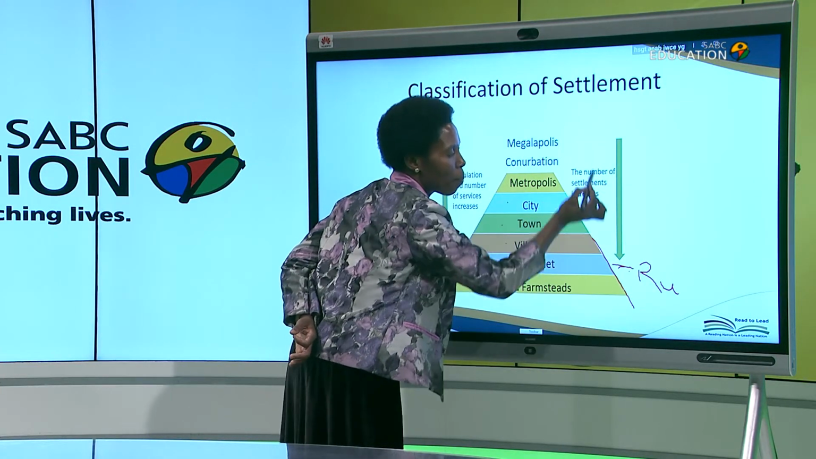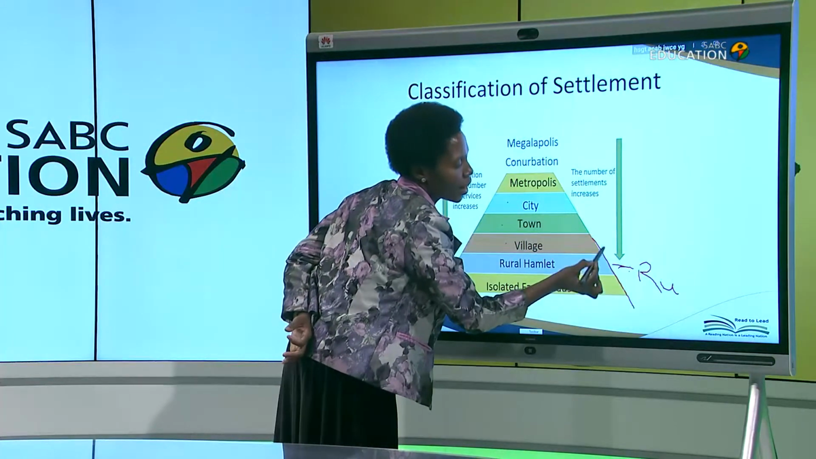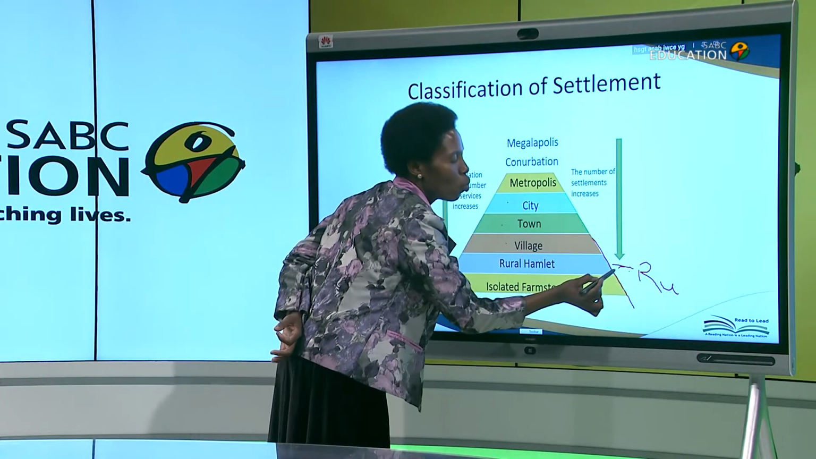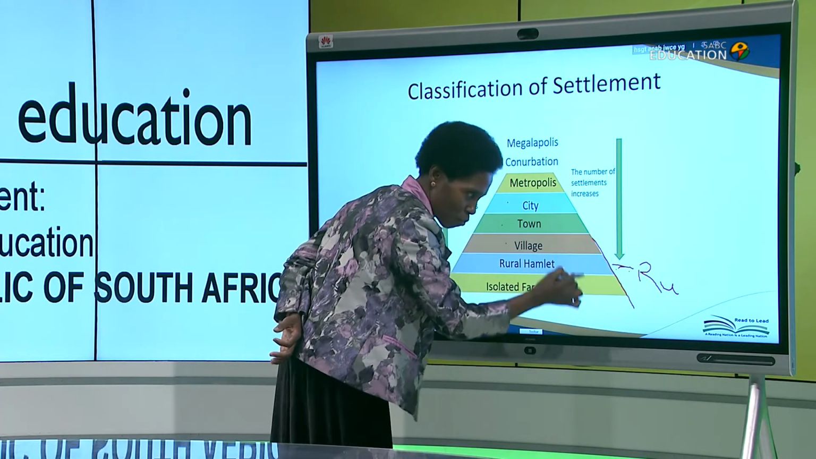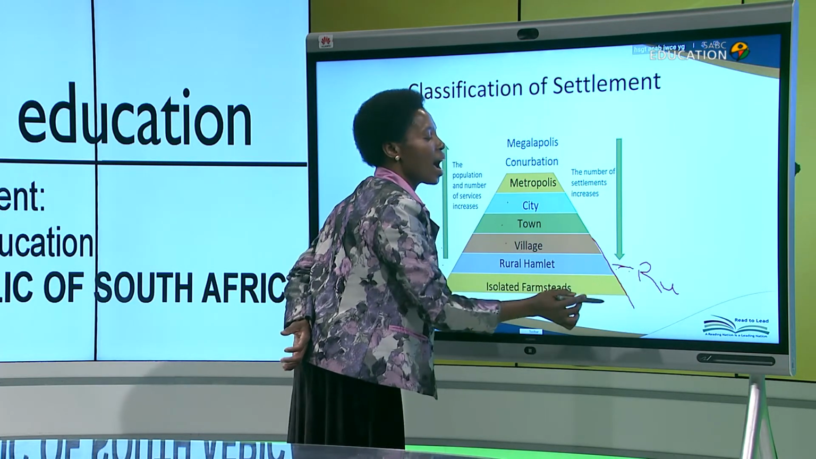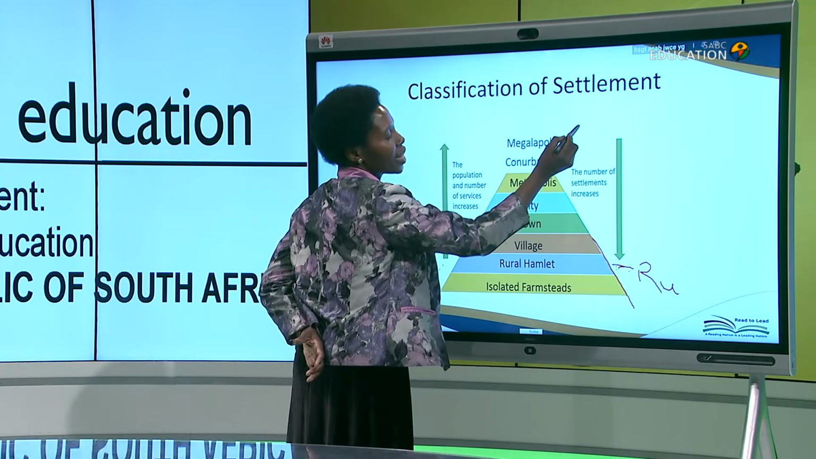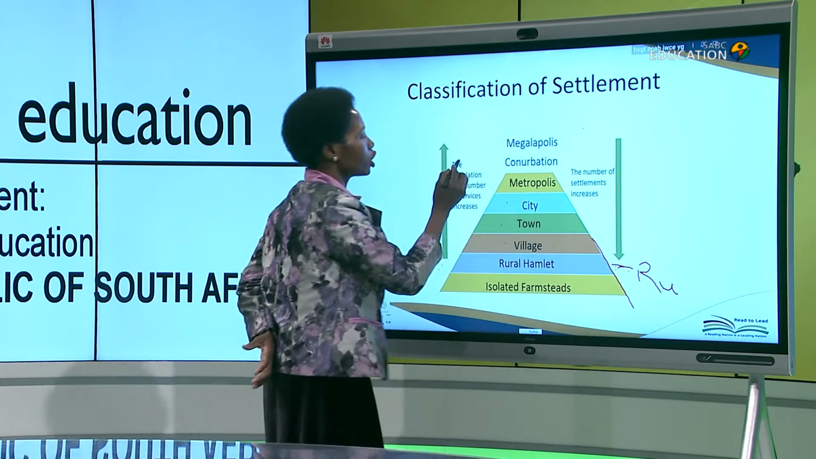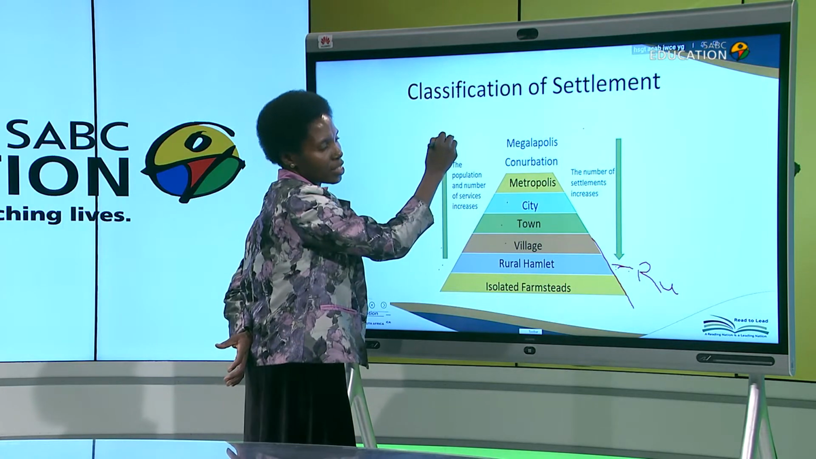So when you go up the pyramids, the number of these settlements decreases. But here, we need to take note of the more settlements that we have here. When we have more settlements, there are more, but they are small. But when you go higher up, these settlements are few, but they are large. That is why you have many populations living up there and the many services that we found in that place.